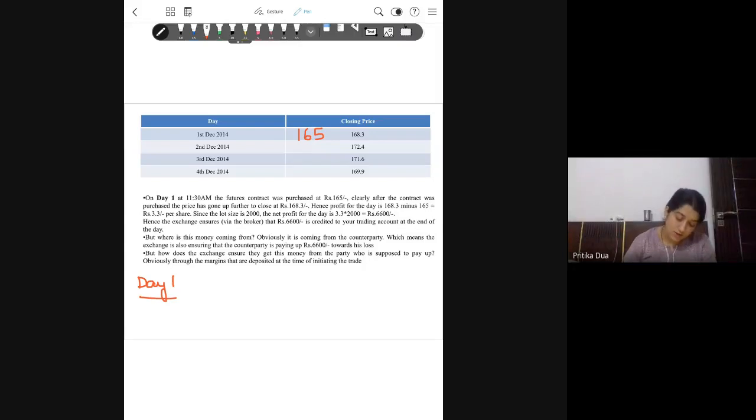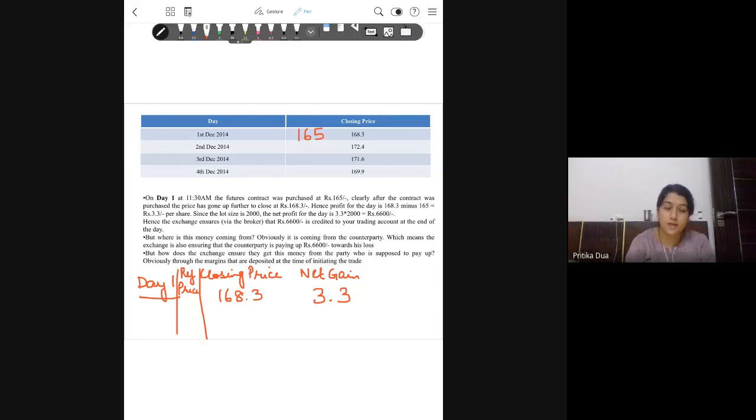Now, the price at which you purchased the share was 165, while the closing price is 168.3. So there is a net gain, or increase in value, of 3.3 per share. There should be one column here, which should be the reference price. Reference price for the future contract. So your gain is 3.3 per share.